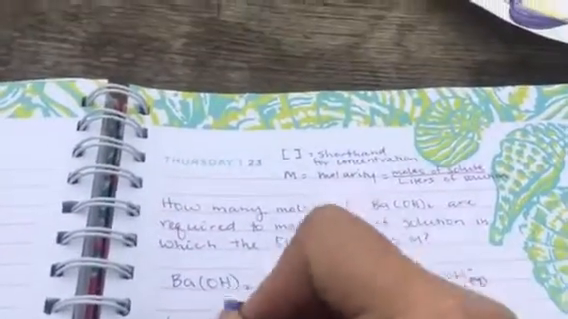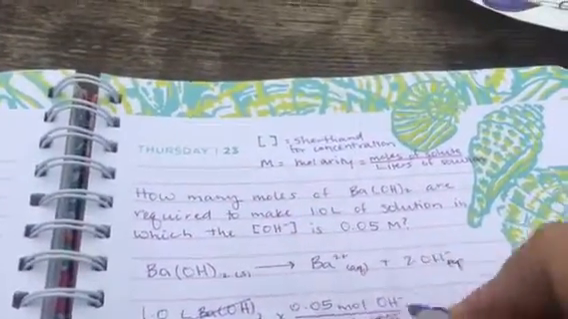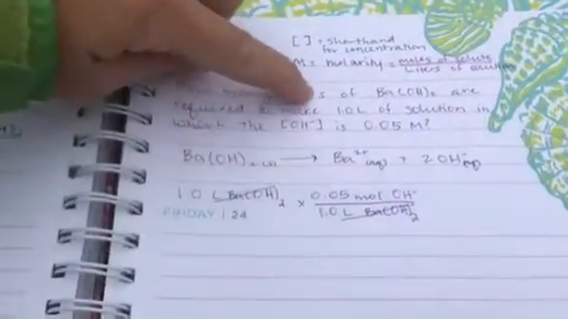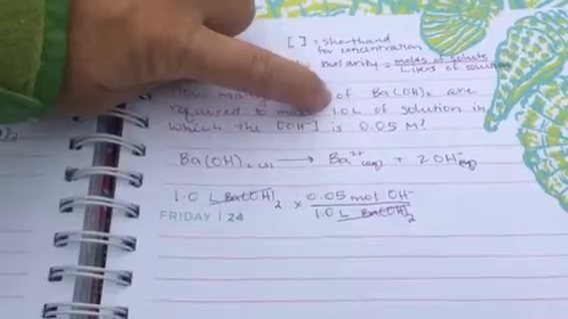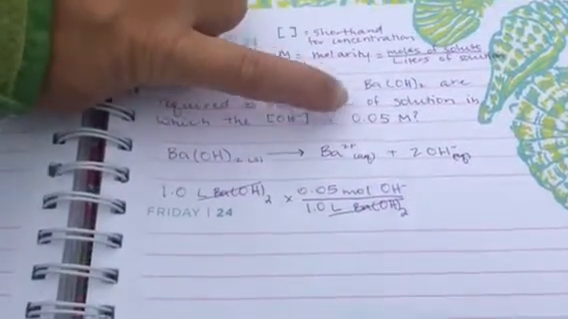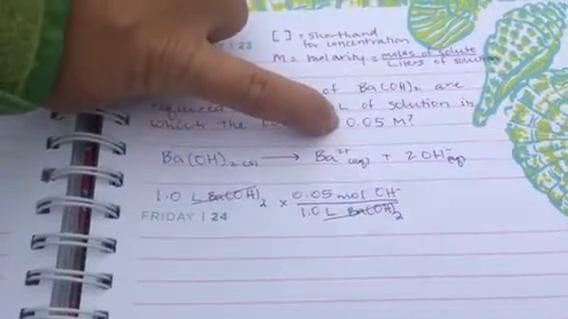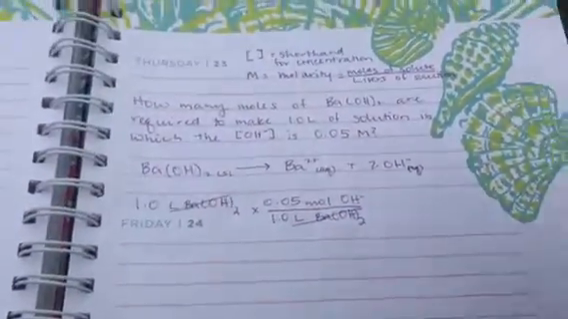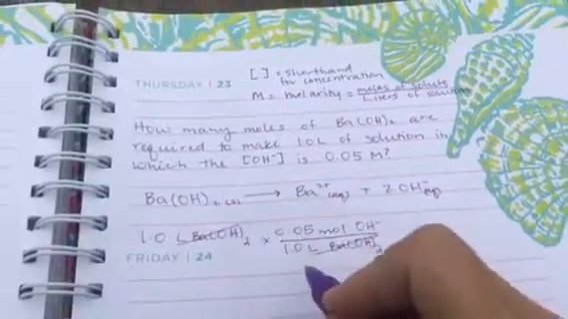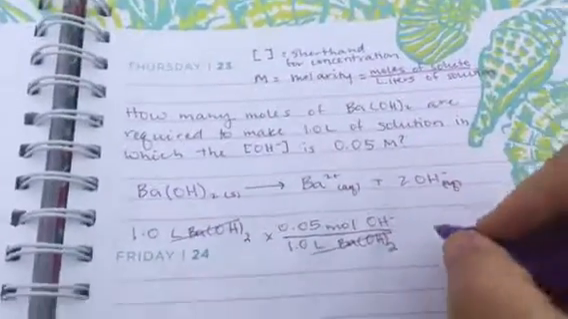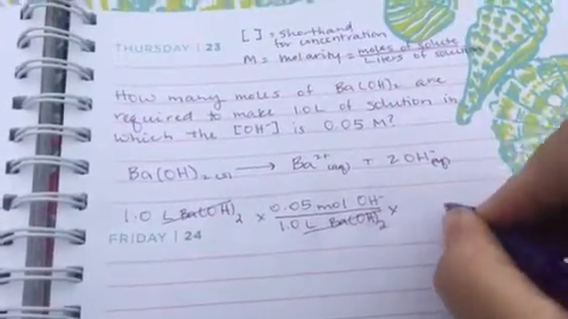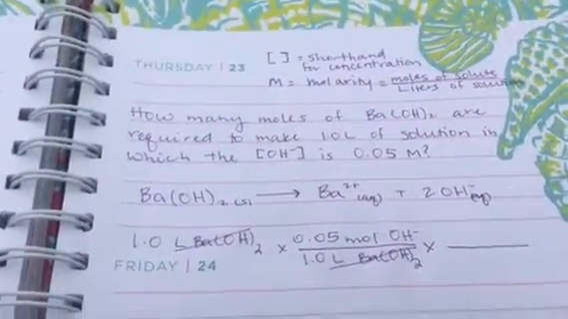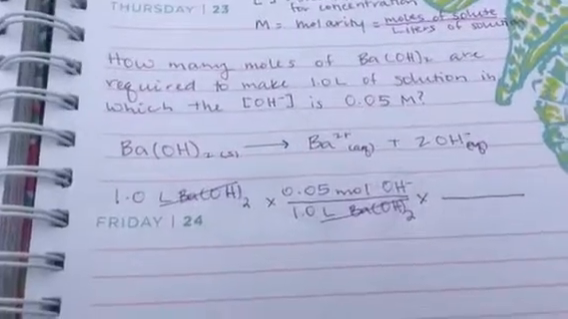Now we have essentially gotten rid of the liters of barium hydroxide, because the whole point of this is that we want to go from liters of barium hydroxide to moles of barium hydroxide. But because this molarity unit that you're given also includes the OH minus, we needed to do this step right here. Now we're going to use the mole ratio to convert from moles of OH minus to moles of barium hydroxide.